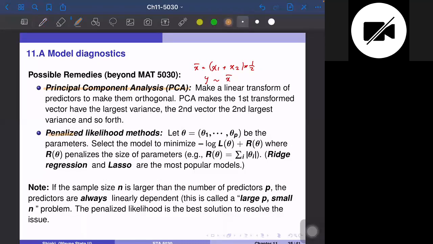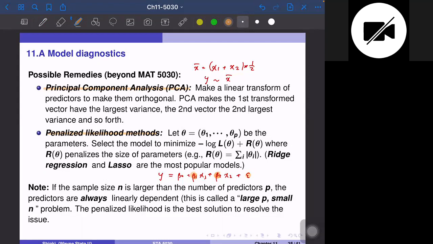And another way is the penalized likelihood method. This method actually penalizes large parameters. So y is equal to beta naught plus beta 1 x1 plus beta 2 x2. Usually the criterion is just to minimize epsilon, the size of epsilon. But the penalized likelihood also penalizes the size of beta 1 and beta 2.